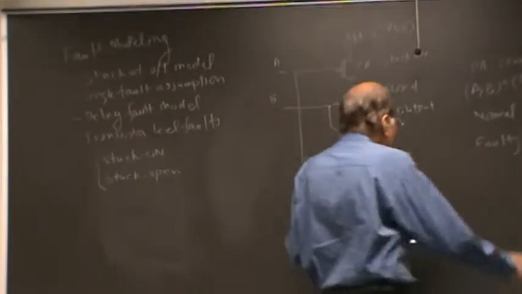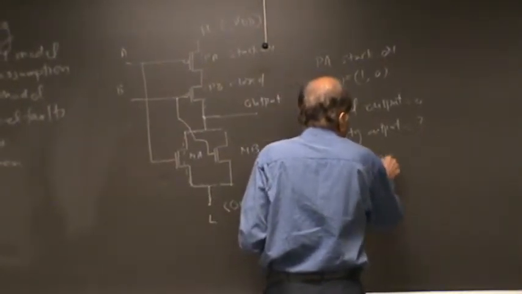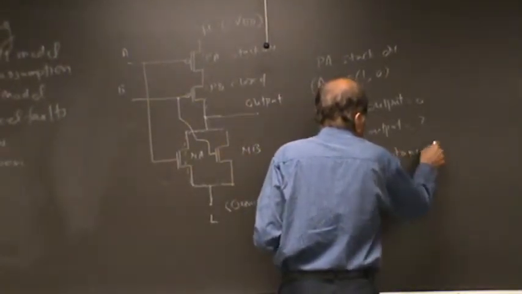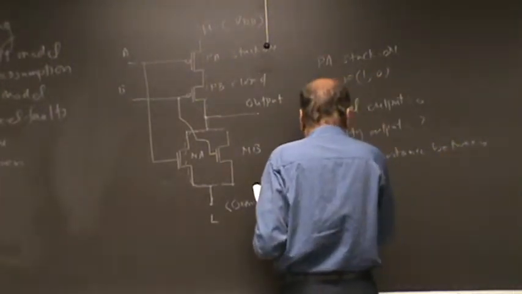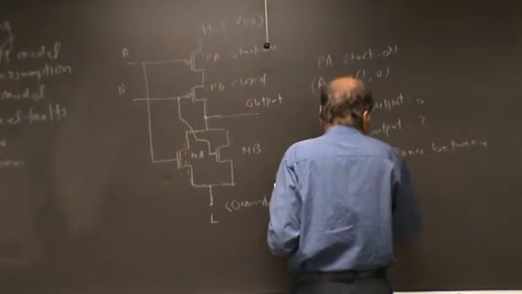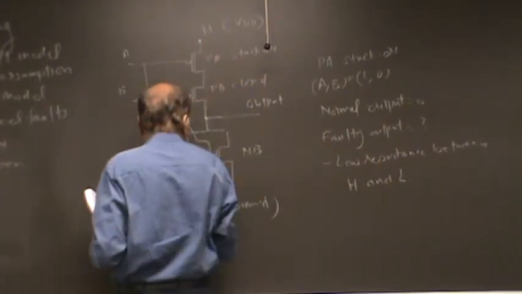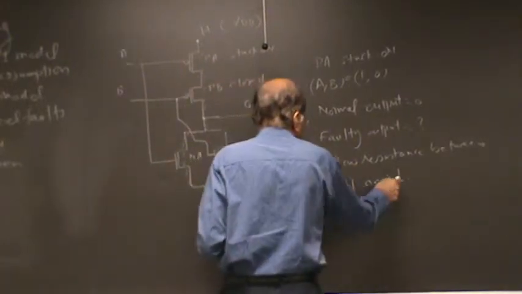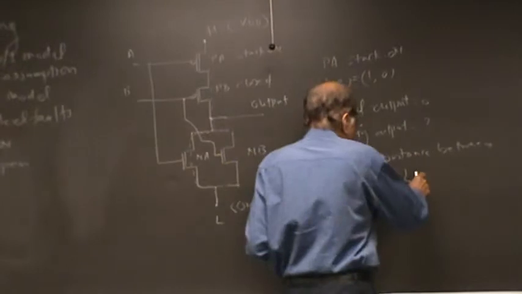However, notice that you have a low resistance between high and low. Now these are your two supply terminals. High is VDD and low is ground. So you have a very high supply current.